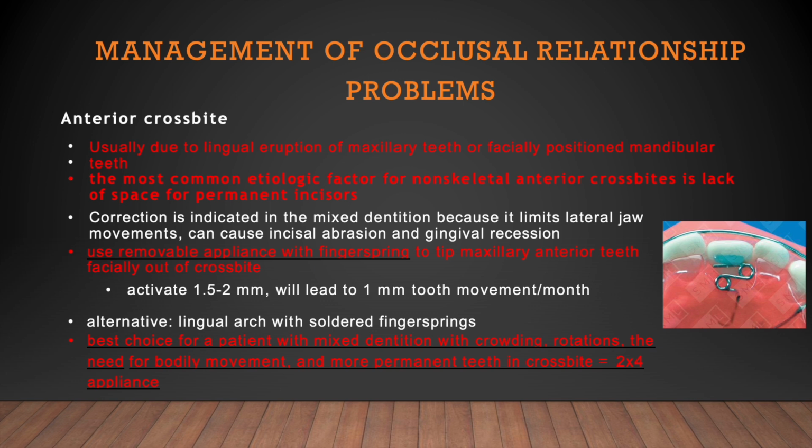Think about the upper anterior teeth hitting the lingual of the lower anterior teeth, pushing it forward, causing this gingival recession. So you can use a removable appliance with finger springs, like we have in the picture on the right, to tip these maxillary anterior teeth facially out of crossbite. You will be activating about 1.5 to 2 millimeters, which will lead to 1 millimeter of tooth movement a month. An alternative is also using a lingual arch with soldered finger springs.